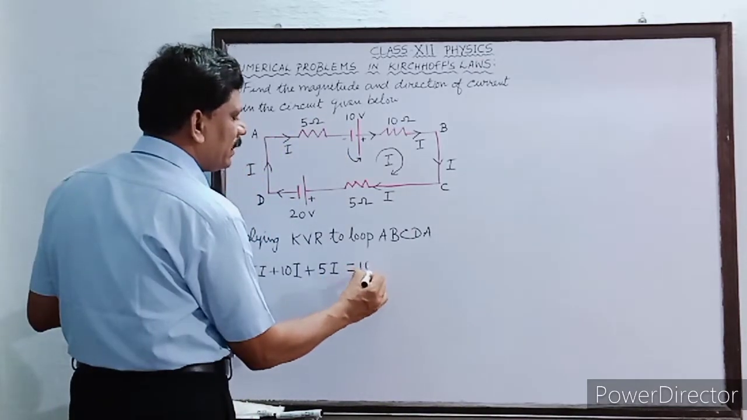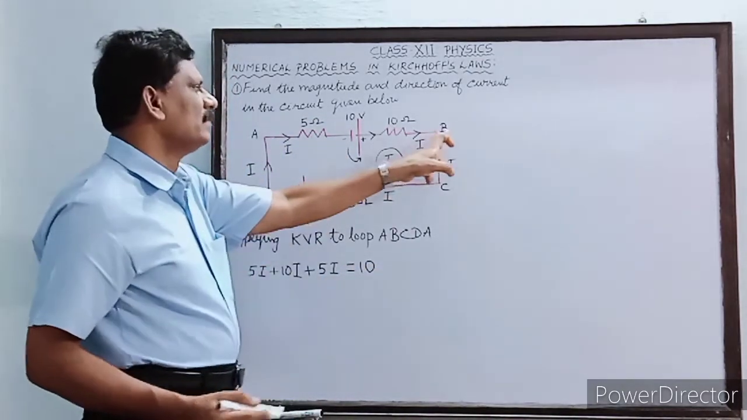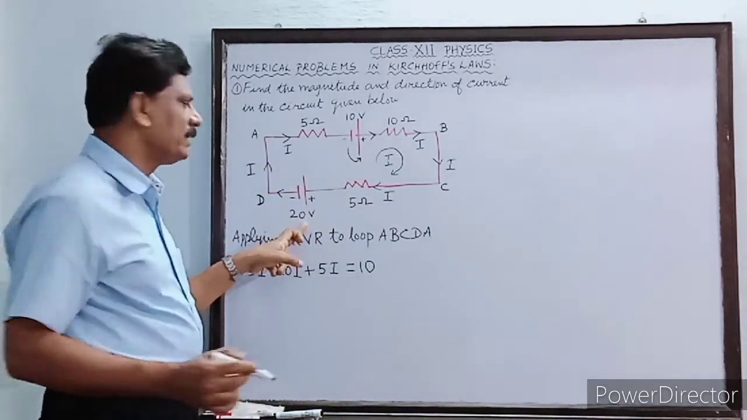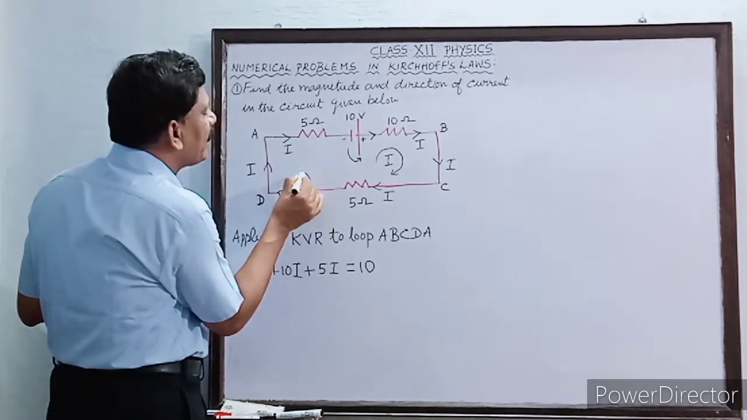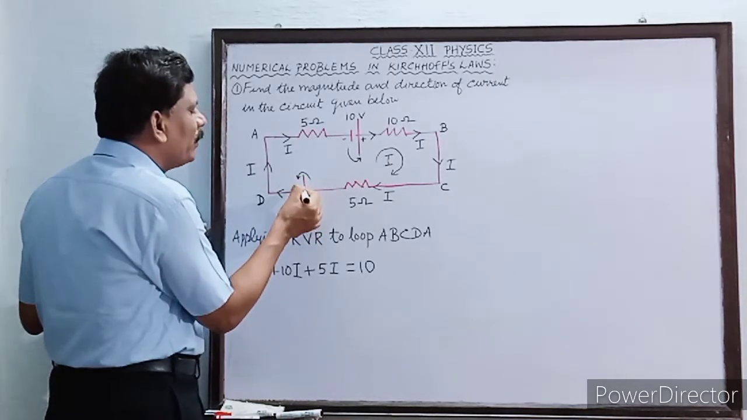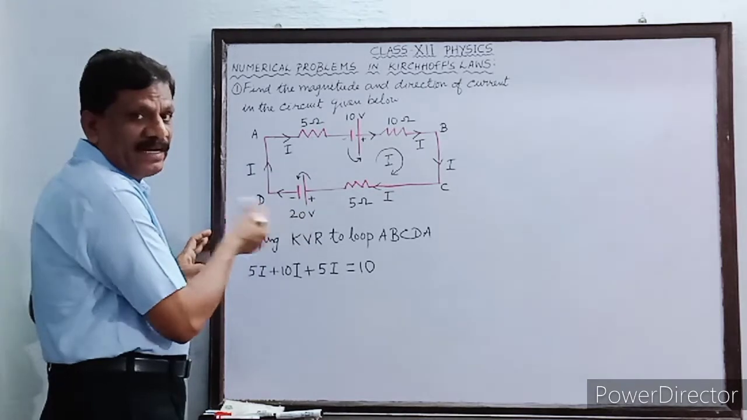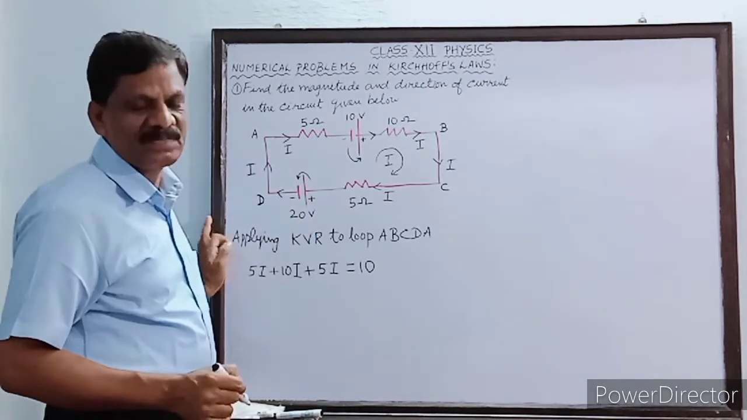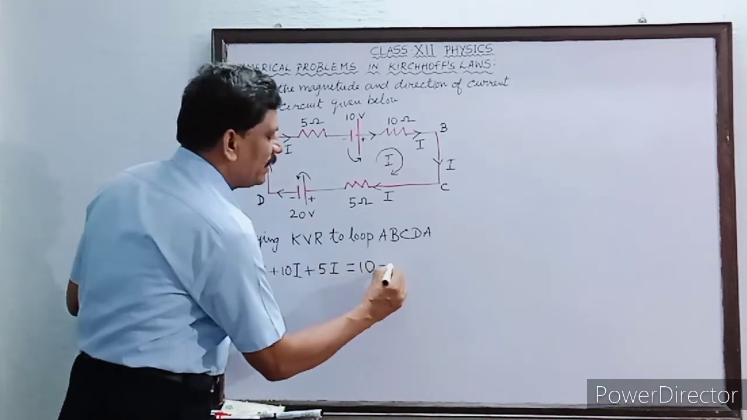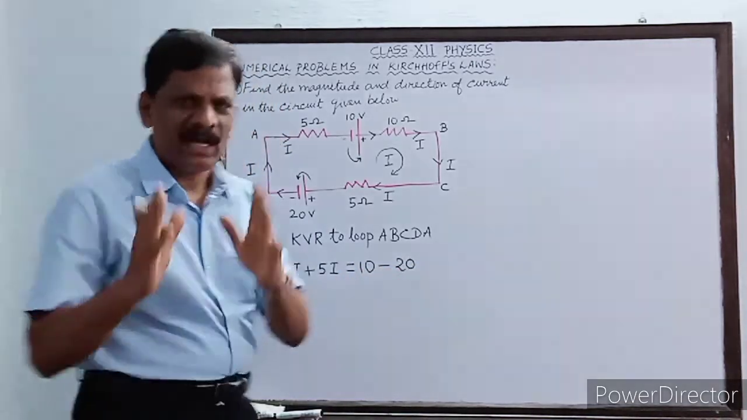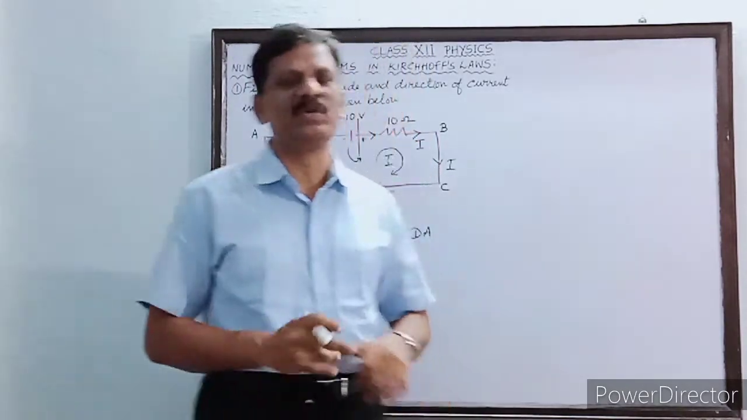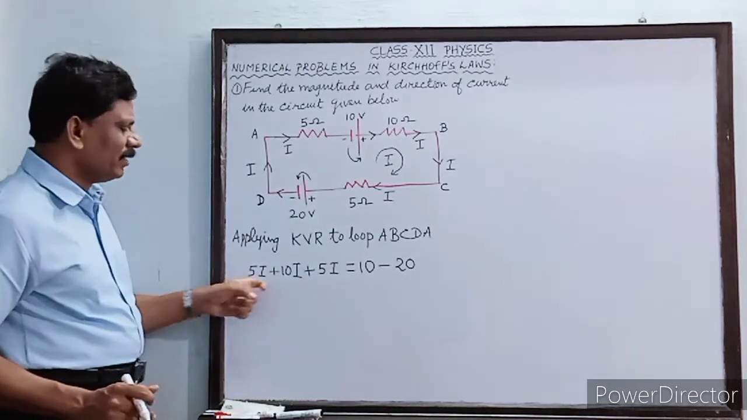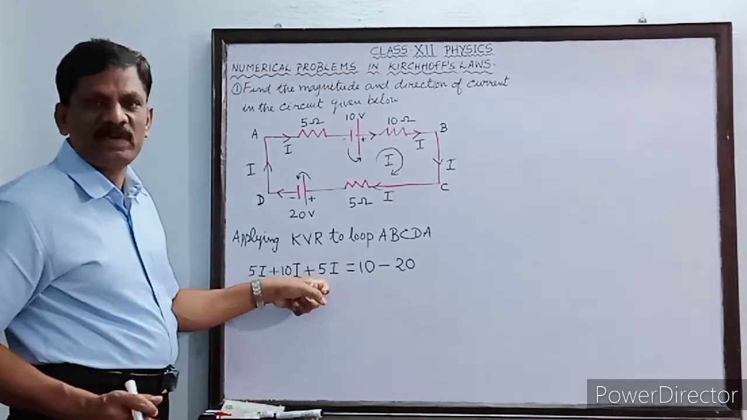So this 10 is positive. Then from B to C there is no cell, and from C to D there is one cell of EMF 20 volt. Inside the cell the current is flowing from positive to negative, so the current is leaving from the negative terminal, which means this EMF must be negative as per the sign convention. So this is 10 minus 20. Have you all understood? This is very, very important to understand, my dear students. Hope you have understood.